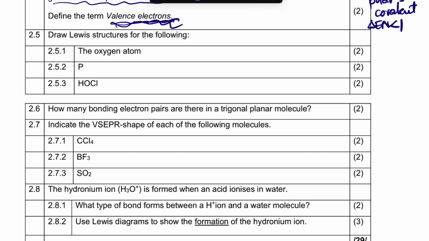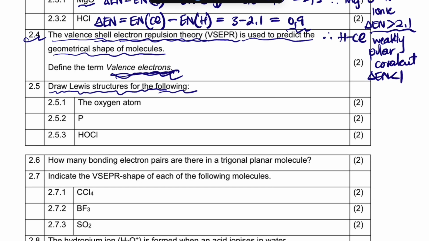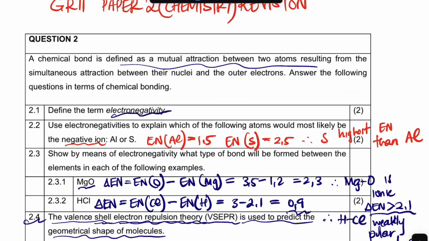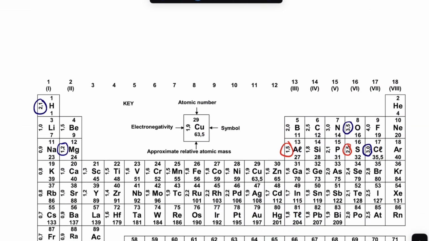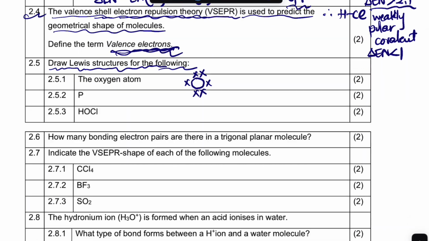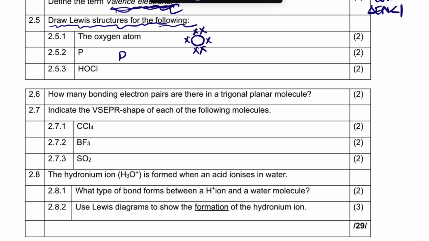Now 2.5, draw the Lewis structure of oxygen. The Lewis structure of oxygen, guys, is just one oxygen, and oxygen is in group 6. It's going to have 6 valence electrons: 1, 2, 3, 4, 5, 6. It's going to be like that. And for phosphorus, phosphorus is in group 6 as well, it's the same as oxygen. Do you see? No, it's not in group 6, it's in group 5. Phosphorus is going to have 5. You put P, and then it's going to have 5.